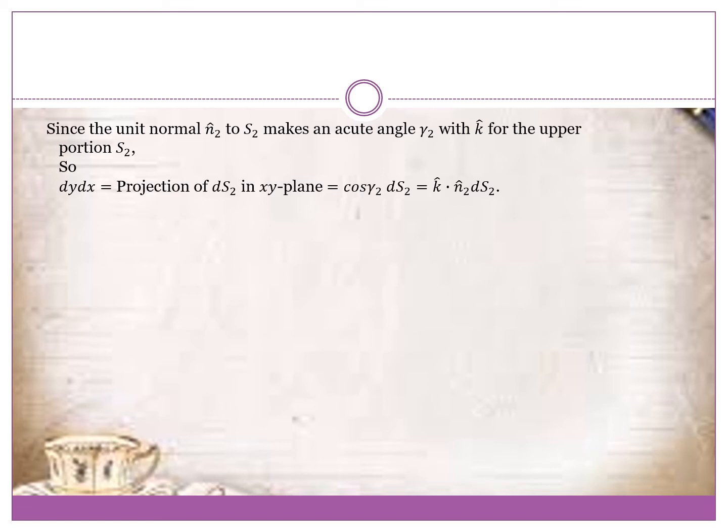You know how we can find the projection of a surface dS2. It is equal to the cos of the angle times dS2. And how can you find the cos of gamma 2? Cos of gamma 2 can be found by using this dot product k dot n2. The definition of dot product gives you cos of gamma 2, since the angle between k and n2 is gamma 2.